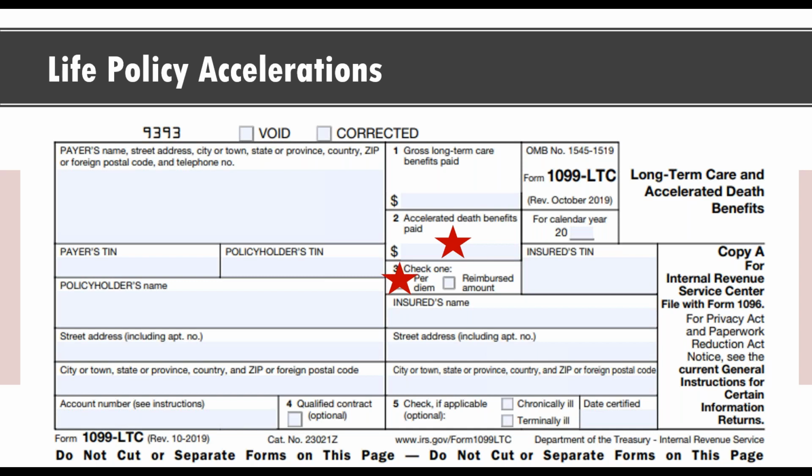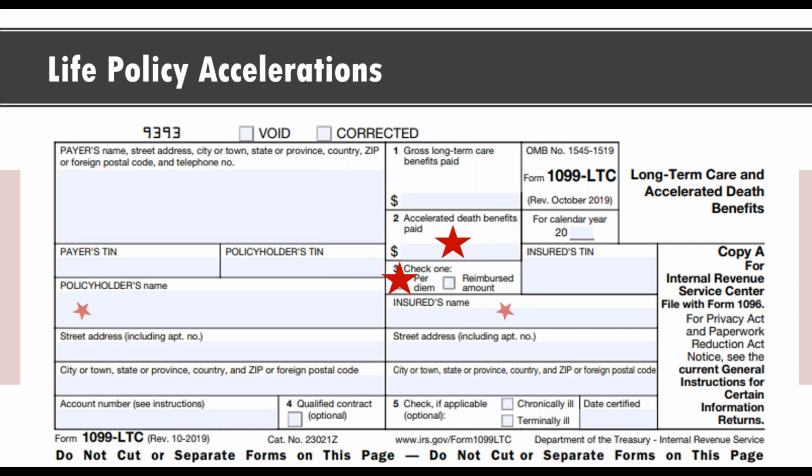The carrier is expected to check either that the accelerated amount is per diem or reimbursed, and in most cases, the per diem box is going to be checked. And like I said, that will put the IRS on notice that perhaps the amount ought to be challenged if they choose to do so.